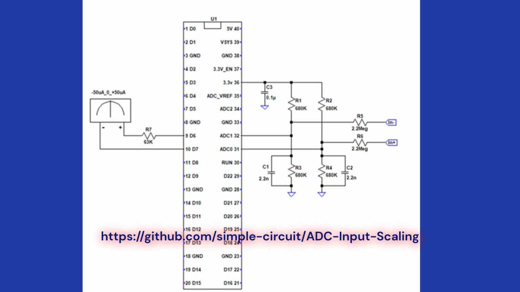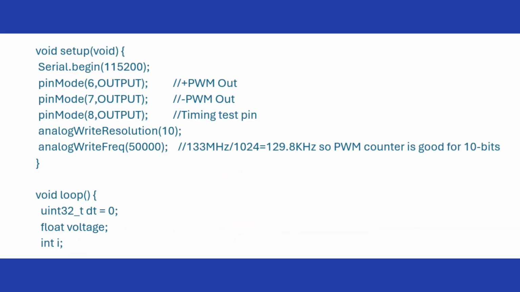Interested in how the input network works? Visit the GitHub site. A program to read the inputs and drive the meter is needed for calibration. First, we set up I/O pins and define a few variables.